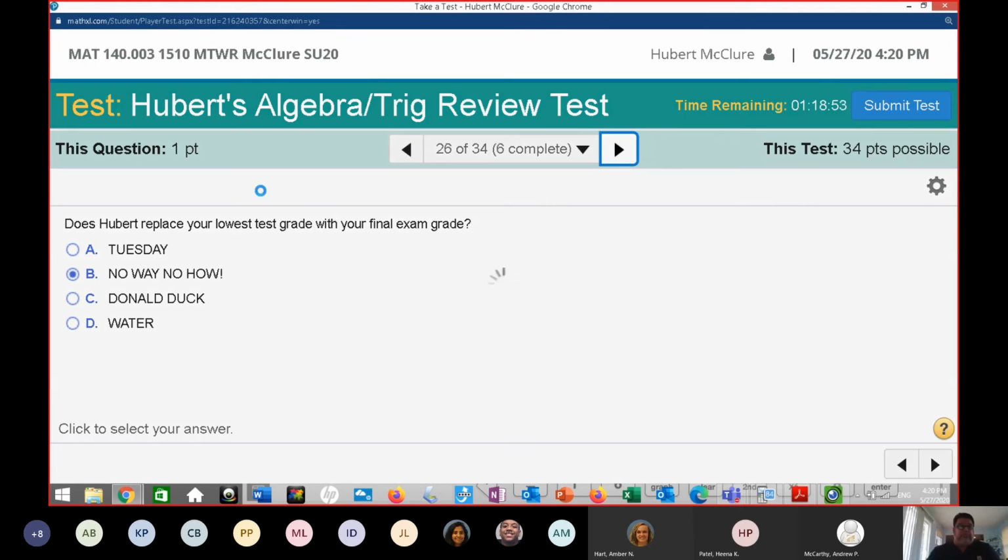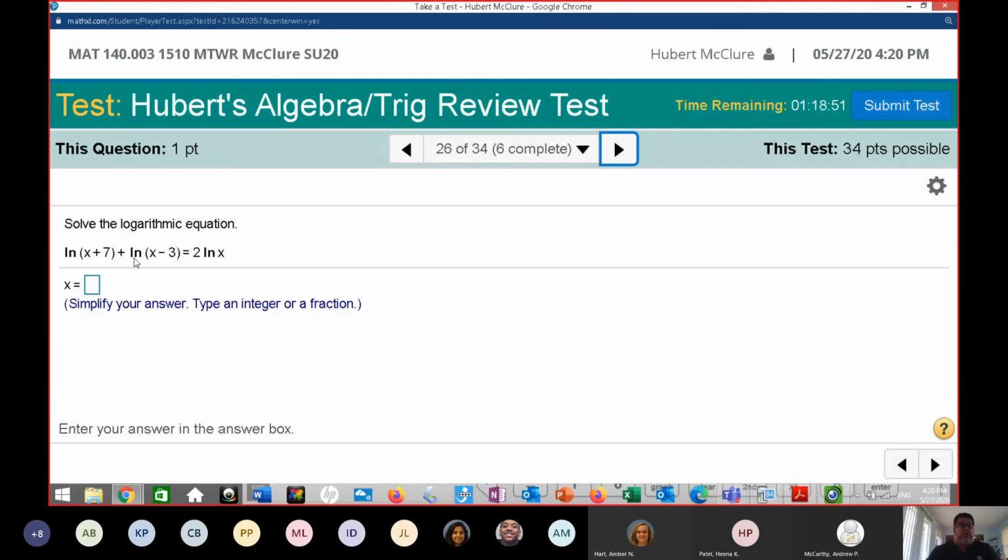That don't work. Solve the logarithmic equation. X plus 7 times x minus 3 is equal to x squared. Using the power rule, bring that up. And since you have the same base, log base e, which is natural log, that's going to be x plus 7 times x minus 3 is equal to x squared. That's the equation.